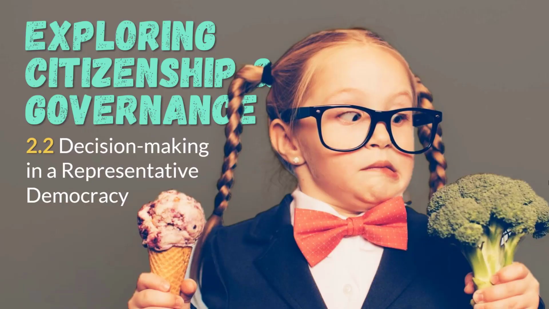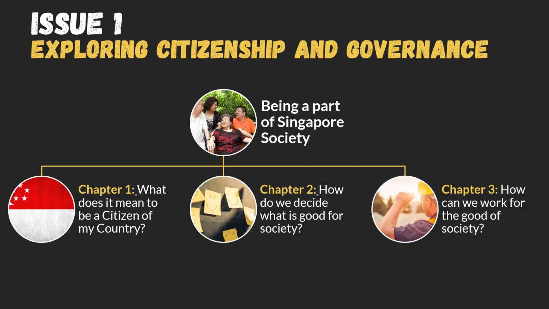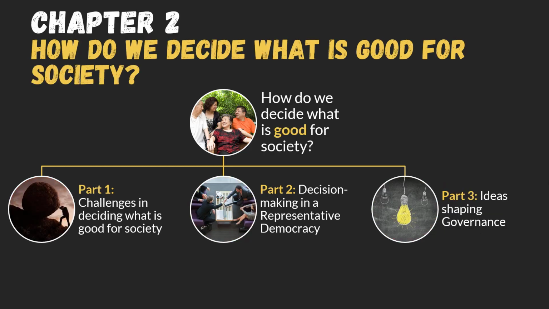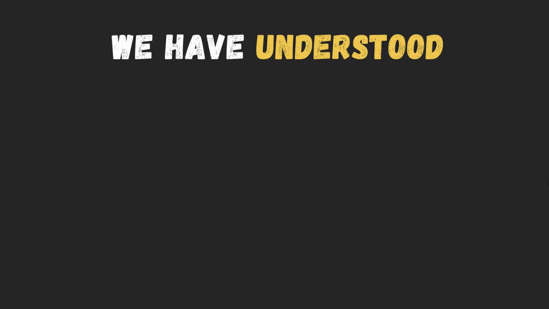While they do represent something else. In issue 1, under being a part of Singapore society, we are focusing on how we decide what is good for society. Under this section, there are a total of 3 parts. What we are interested in is part 2, decision making in a representative democracy. So are you ready? Let's go!